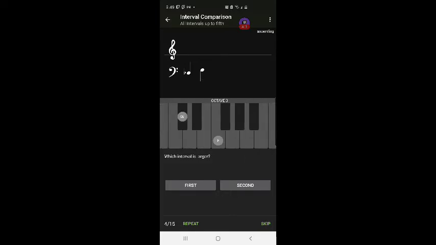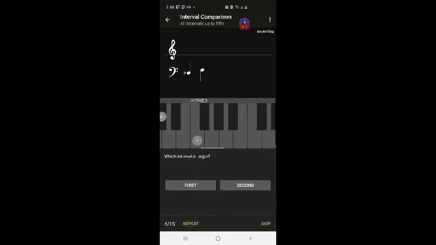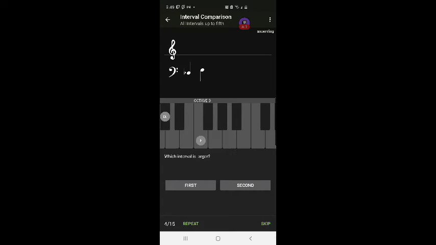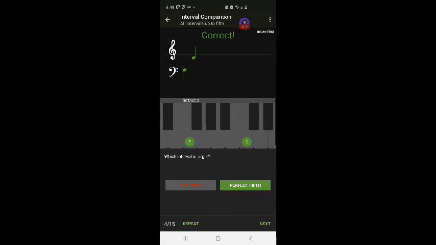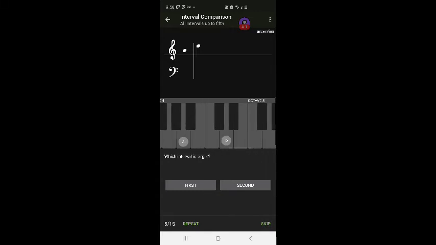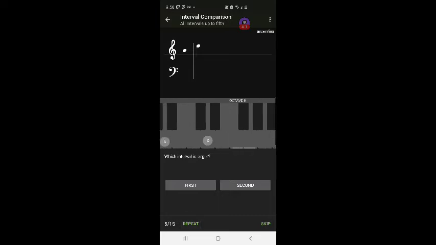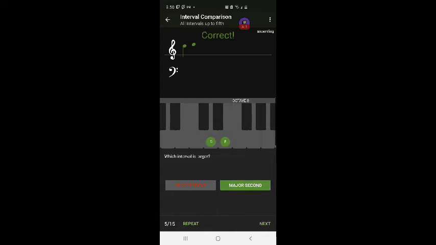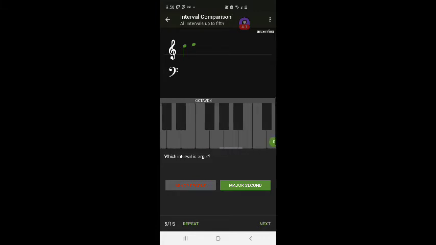Almost guaranteed. Repeat. Perfect fifth, and next. That's a minor second. It's a major second. The first one is a minor second, the second one is a major second, because there's one, two, the other one was... is this the one and one?